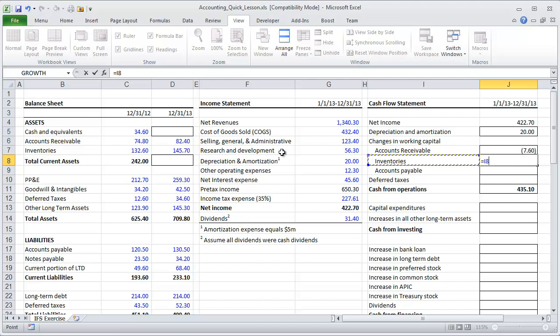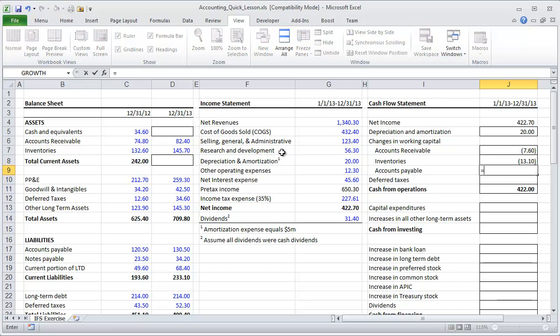And so the same logic can apply to inventories. We see inventories are going up. That is a use of funds. The bigger picture logic being, if inventories went up, I must have paid for them in cash somehow, okay?